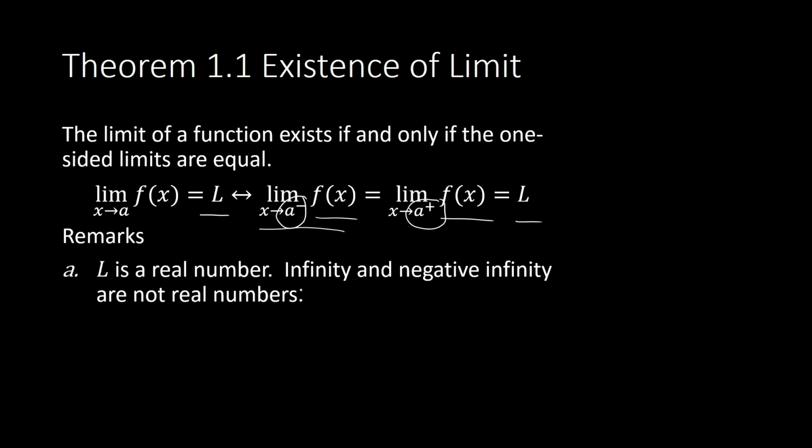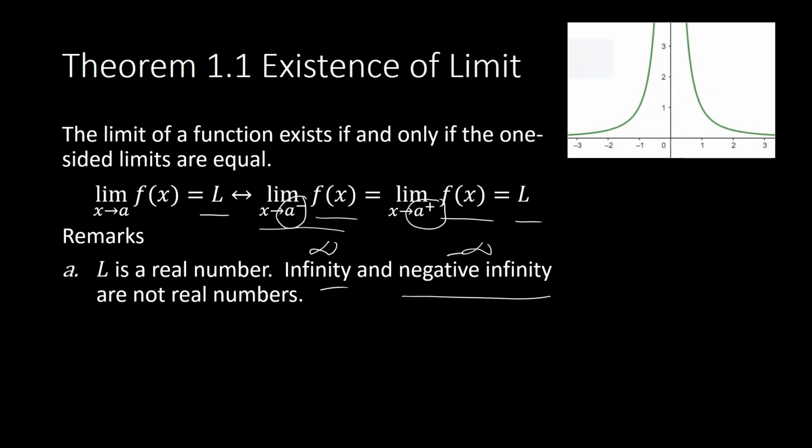I am pointing that out to you because in our previous discussions, we have seen infinity and negative infinity. Functions that point towards infinity as x approaches a certain real number. But infinity is not a real number. Negative infinity is also not a real number. And so when you see something like a function that approaches infinity when x approaches a particular real number a, it doesn't mean that the limit for that function exists.